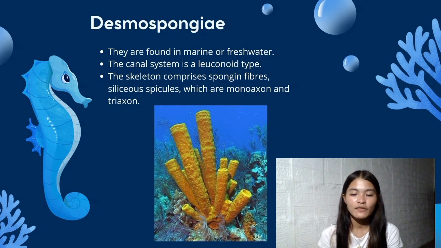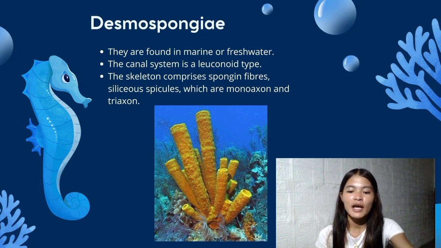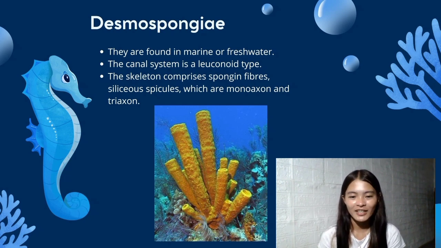One great example of Demospongiae is the brown tube sponge, as seen in the picture. Their skeleton is made of spicules that consist of fibers of the protein spongin, the mineral silica, or both. All Demospongiae have a leuconoid canal type. The spongin provides a matrix in which the spicules are embedded. Demospongiae vary in size from small forms to very large.